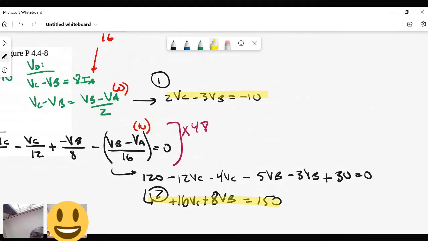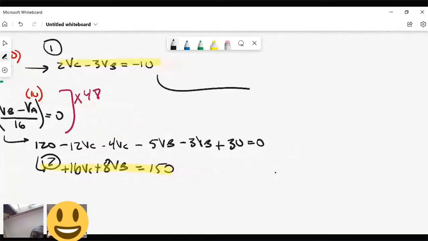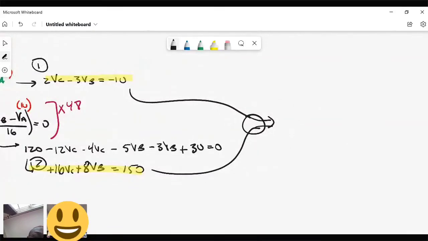It's at this point that it would be really nice if I had a calculator. So we're going to combine these. I'm going to do negative 8 times the top plus the bottom, which would give me 24 plus 8, which is 32 VB, equals 80 plus 150, which is 230. VB equals 230 over 32.